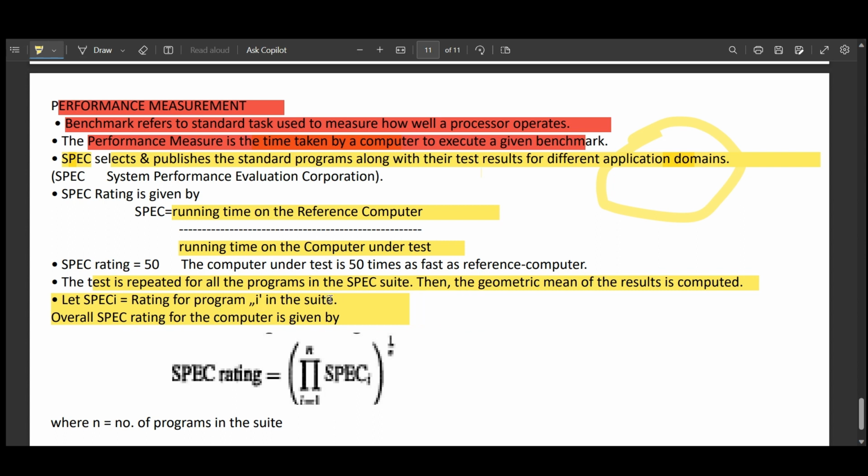The rating of program i is SPEC i, which equals the rating for program i in the suite. The overall SPEC rating for the computer is given by this equation: SPEC rating equals the product, for i from 1 to n, of SPEC i, to the whole power 1/n, where i stands for the application and n is the number of programs in the suite. Well understood? From the number of applications available in the computer being tested, the product will be calculated, and the power of 1/n, where n is the number of programs in the suite, will be taken.